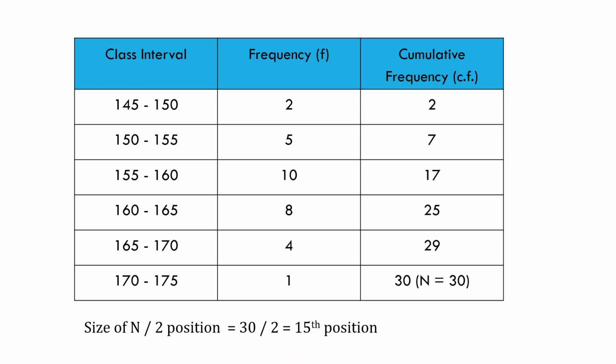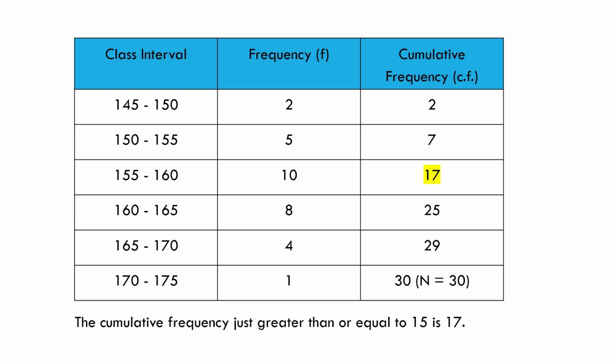Next we calculate the n by 2 position. Here n equals 30, so 30 by 2 is the 15th position. In the table, the cumulative frequency that is just greater than or equal to n by 2 is 17. So we select the value 17. The corresponding class interval for the value 17 is referred to as the median class interval. So here our median class interval is 155 to 160, and 10 is the frequency of the corresponding median class.